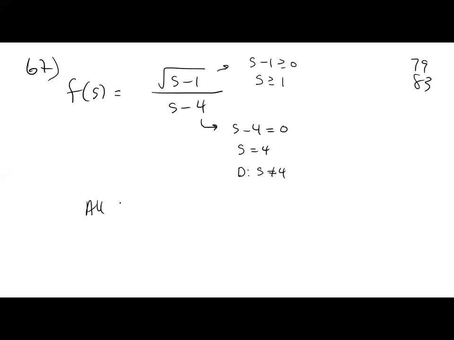Cool. Okay, so all real numbers, my little chicken scratch here, all real numbers s such that, and we got to put two conditions here, right? Such that s is greater than or equal to 1 except s equals 4. Okay, are we good there, guys? So there's both conditions happening at the same time.